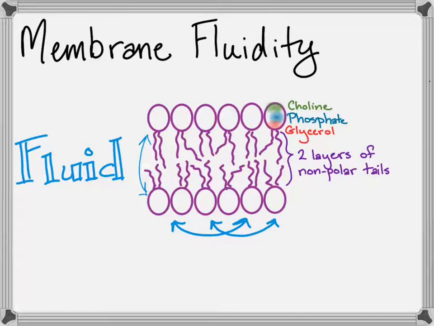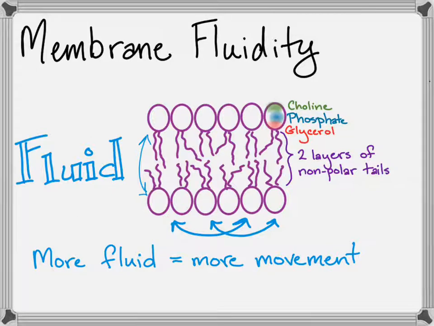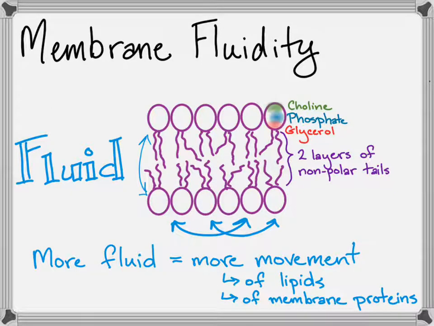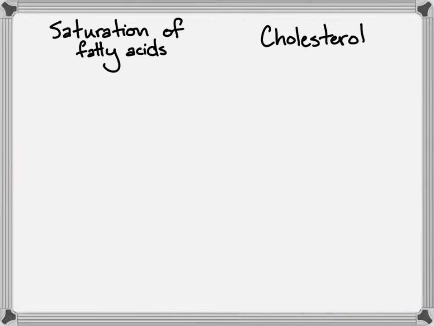How easily phospholipids move around is membrane fluidity. Too fluid and the membrane won't hold together. Too viscous and the essential life-giving properties of the membrane, like allowing proteins to move around within the membrane and interact with each other, would stop or slow down. Having the right consistency is key, but what affects it? We're going to focus on two properties: saturation of the fatty acids and cholesterol content.